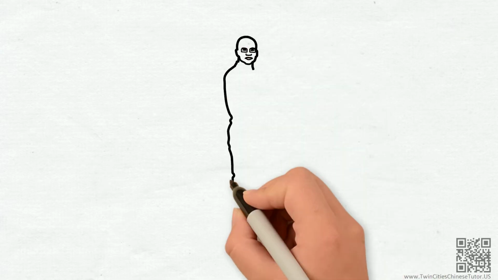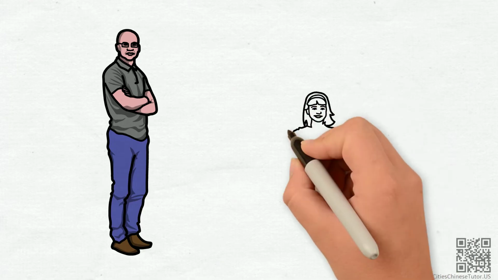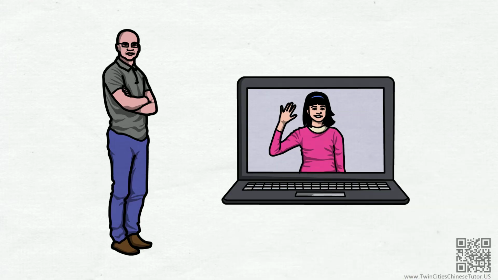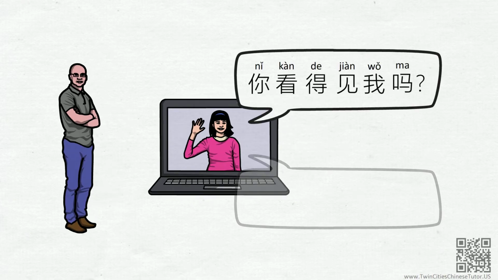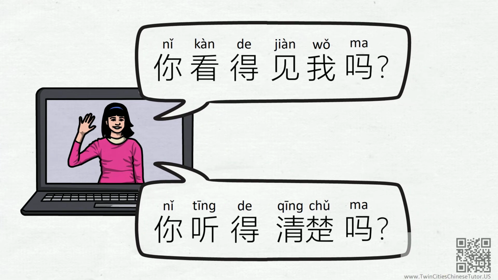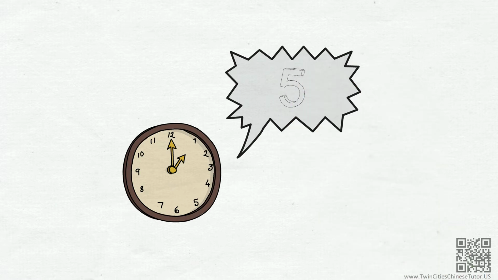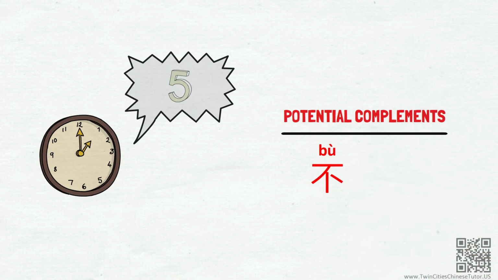Like many people in the world the past 2 years, my friend Mark has spent a lot of time working online. When he joins video meetings with his Chinese colleagues, they often ask him questions like, 你看得见我吗? 你听得清楚吗? He finds these questions slightly confusing. In particular, he doesn't understand why they have the connector "的" in them. If you are as intrigued as Mark is, today in the next 5 minutes, let's help Mark by exploring the way the potential complements 不 and 的 work in Chinese.